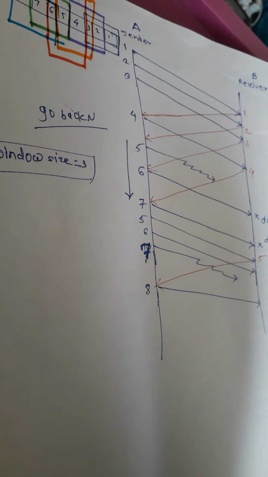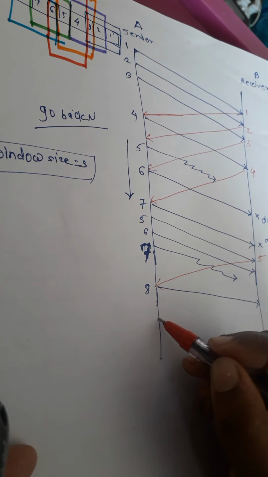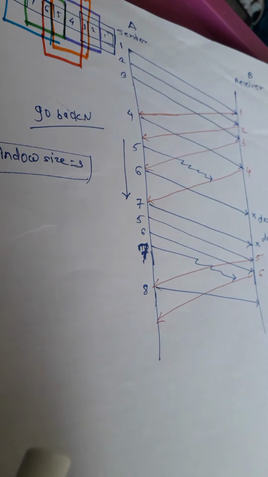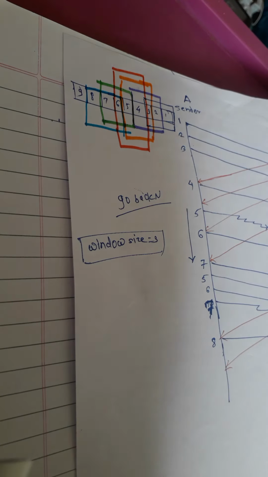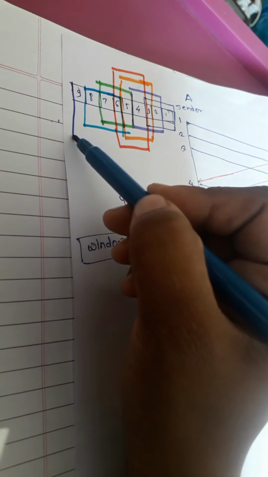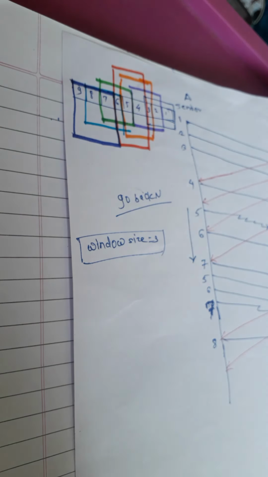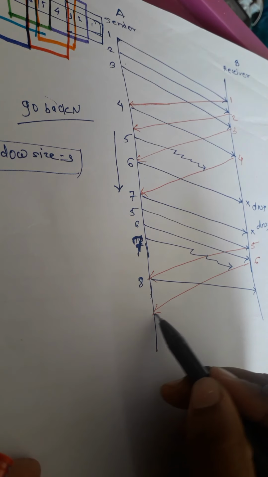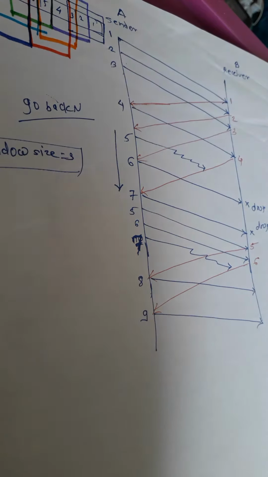Fine. Now meanwhile, consider the 6th frame has been received and the receiver is transmitting the 6th acknowledgement. Okay, once the 6th acknowledgement is received, what will happen? The window will shift to the left. So now the current window will have 7, 8 and 9. And according to the window, the 9th one is the frame which can be transmitted by the sender. So the 9th will be transmitted.